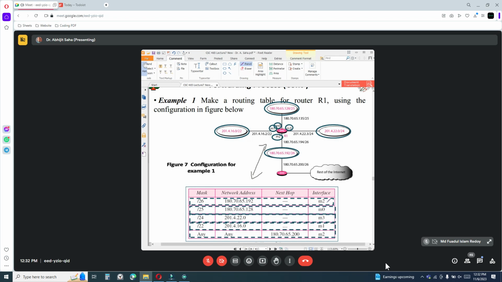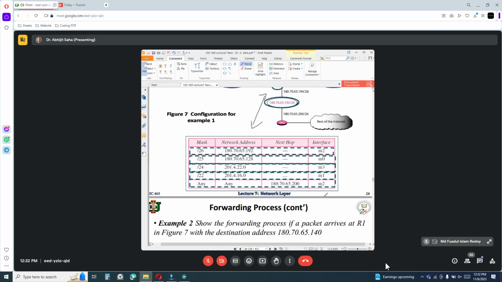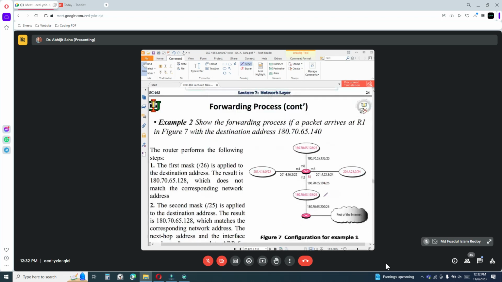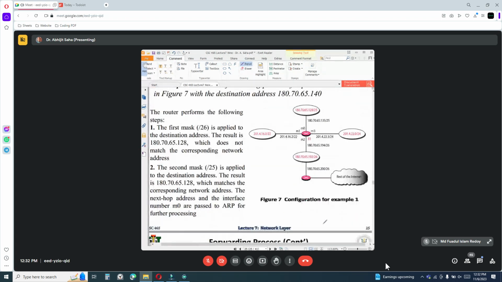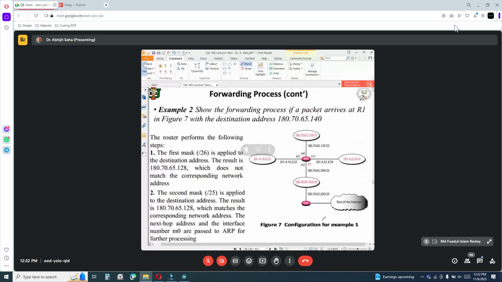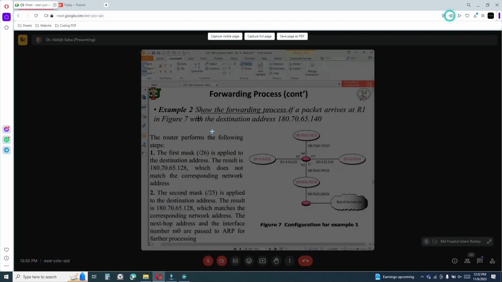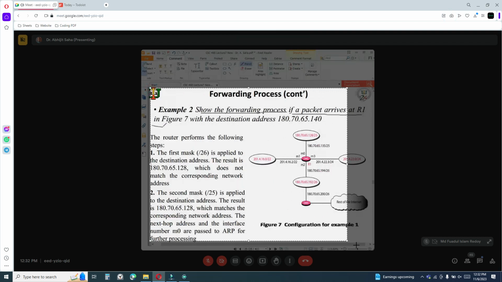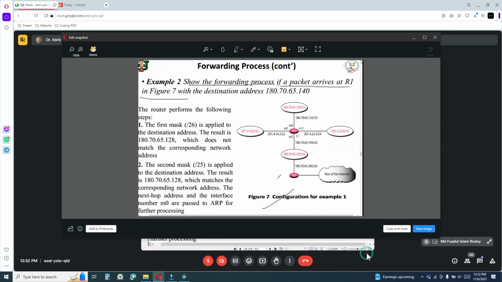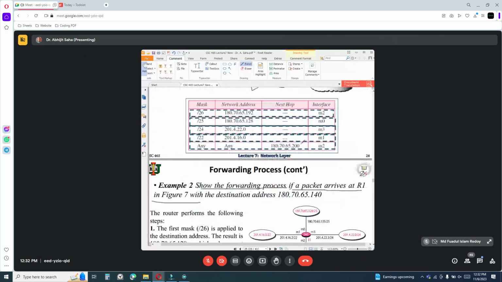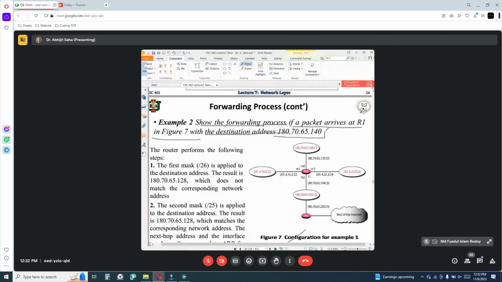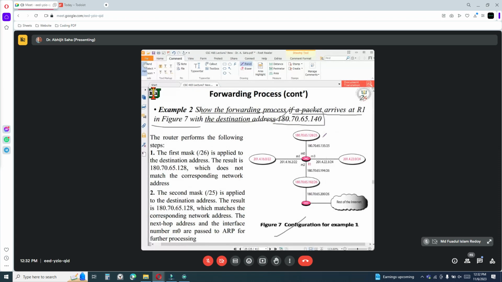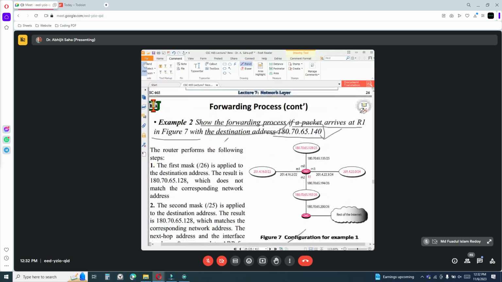If you do that, I am quite sure the rest of the part is going to be very easy to understand. So look, here we have an example. It says: show the forwarding process if a packet arrives at router 1 in figure 7. This is the same figure we have seen here. The destination address given is 180.70.65.140. Show the forwarding process if a packet arrives at R1 with this destination address.